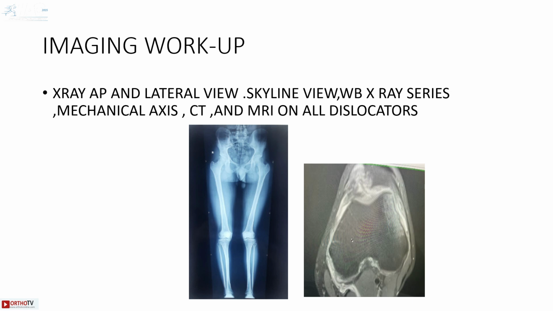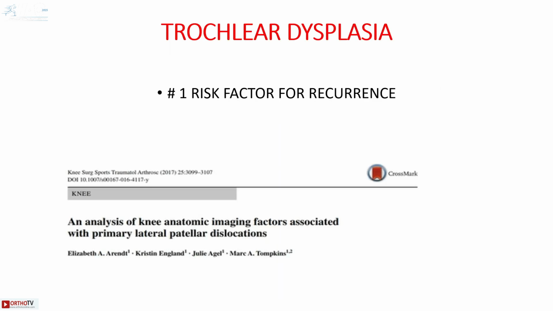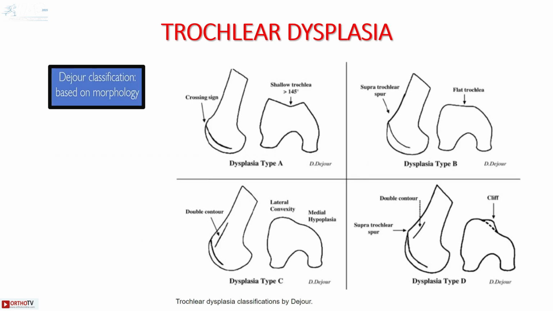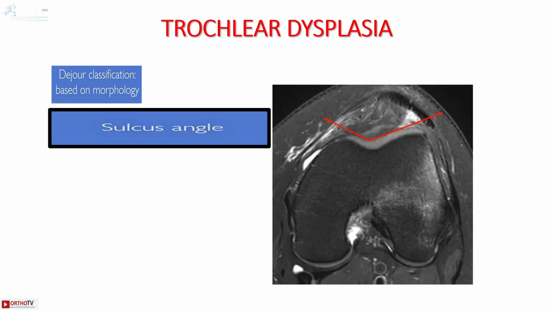And how to work up this patient? You need to take an X-ray, a skyline view of the knee joint, weight-bearing X-rays, and a CT and an MRI. The number one risk factor for recurrence is trochlear dysplasia. Dejour classified it, and the classification depends on the morphology of the knee joint: type A, type B, type C, and type D. Types B and D are the severe morphological changes, and most of them need some bony surgery.